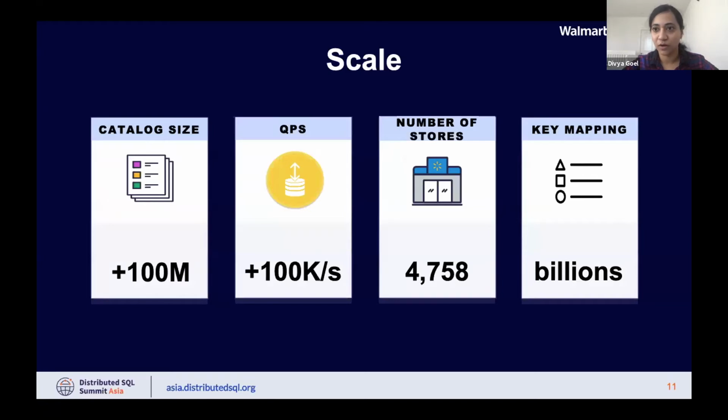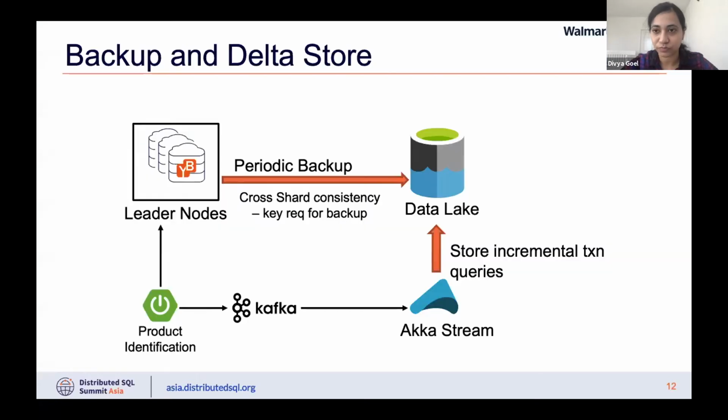The scale at which we are operating. So we have millions of catalog size, and this is an approximate number that we have put together to give some idea of our size. The catalog size that we have is 100 millions of items. We are looking for 100K QPS. We have various stores. Each product has multiple offers. And if we talk about mappings, there are billions of mappings that come together that we are trying to store.